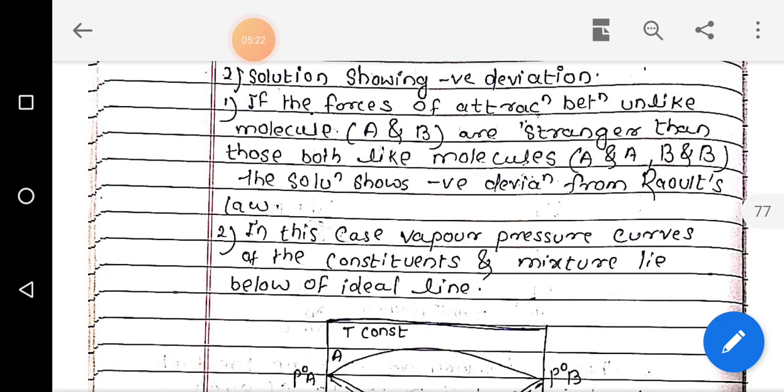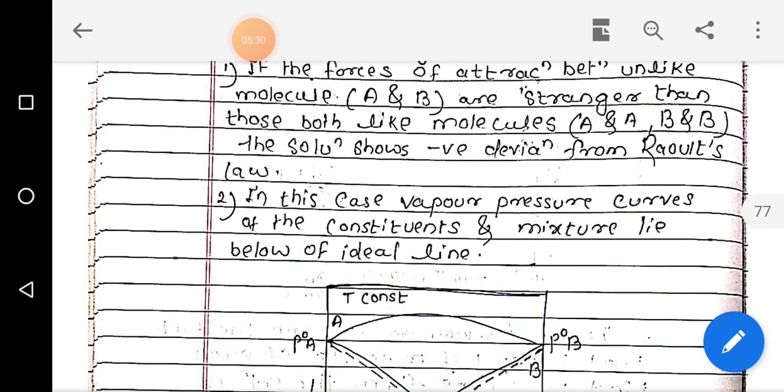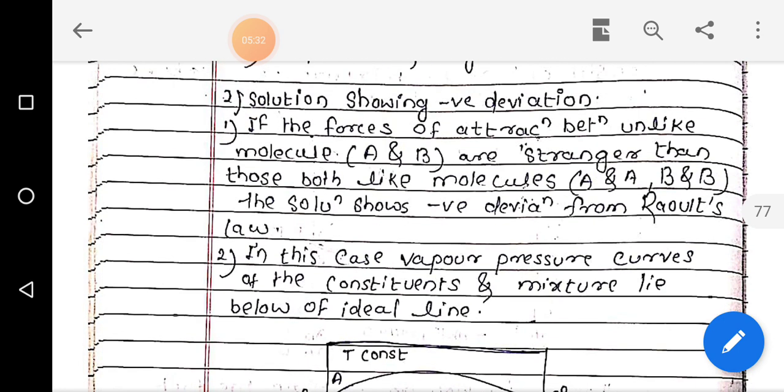If the force of attraction between the unlike molecules A and B is stronger than that between the like molecules A and A or B and B, the solution shows negative deviation from Raoult's law. The second condition is most important.